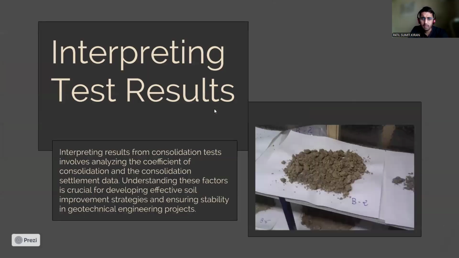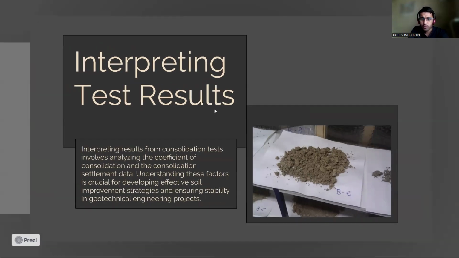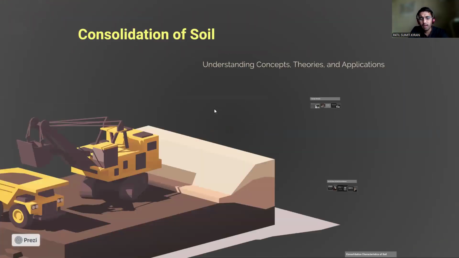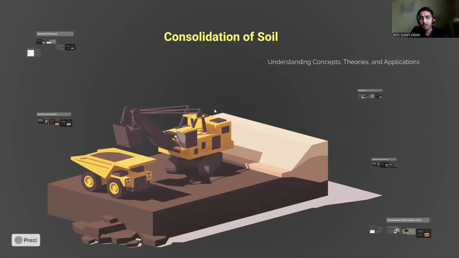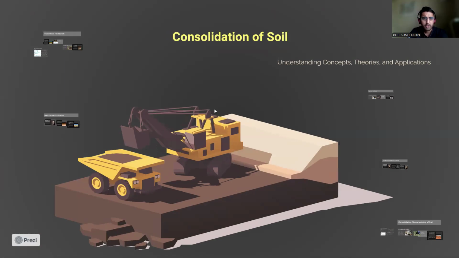Next is interpreting the test results. Interpreting results for a consolidation test involves analyzing the coefficient of consolidation and the consolidation settlement data. Understanding these factors is crucial for developing effective soil improvement strategies and ensuring stability in geotechnical engineering projects. So we have to consider that data, and after overall consideration and interpretation of the data, we can get various numerical factors from it.